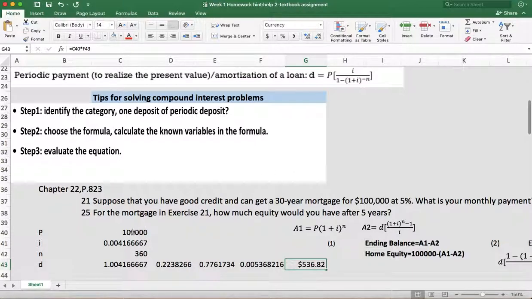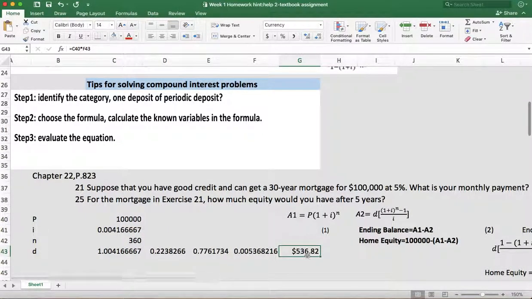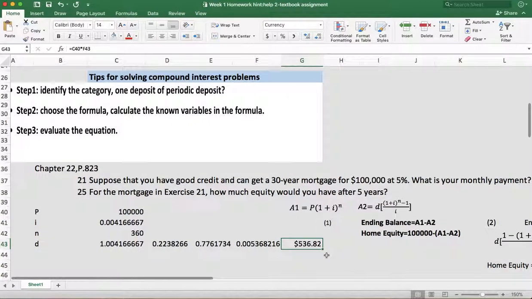The principal is this one. The formula bar is C40. Yeah, this number. We got this one. This is the monthly payment.